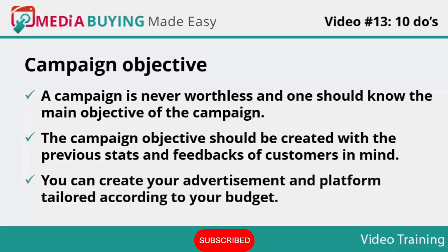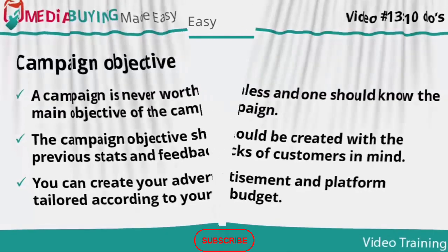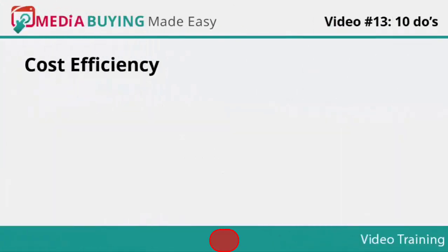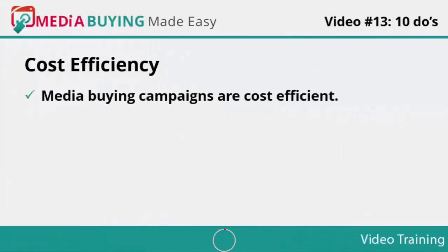Your campaign objective should keep you on track and help you get the correct media buying and audience. Cost efficiency. Media buying campaigns are cost efficient because we do not have to spend money building a whole website. Instead, we just purchase a small space on some other website to place our ads there. For this purpose, we can search for the site which has the maximum traffic and find the relevant place on it for our ad.